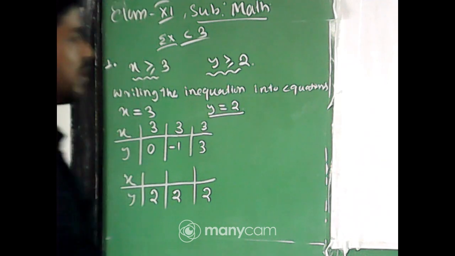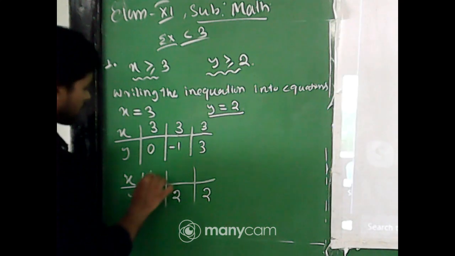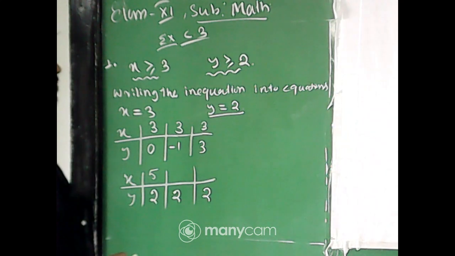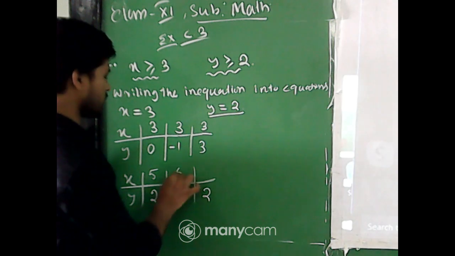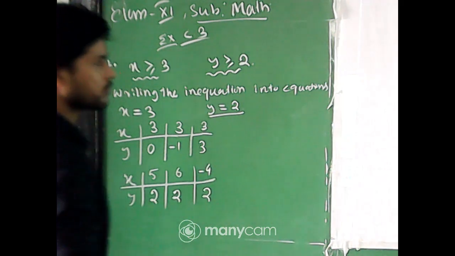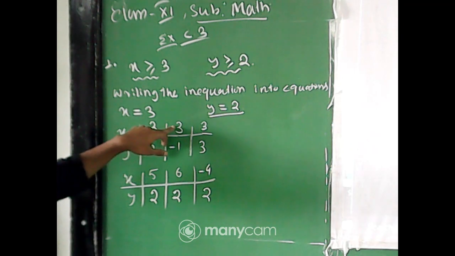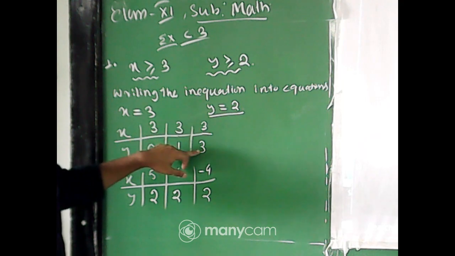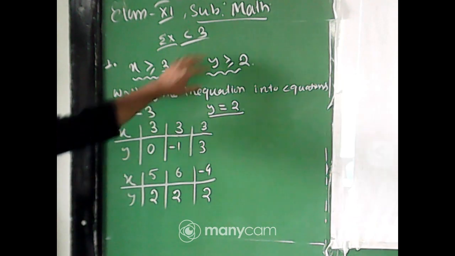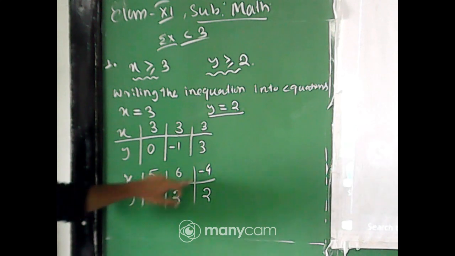82 is a huge number. Try to give small values, -5 to +5. Okay, so one number is 5. Second number 6. And the third number I am choosing, -4. So the solutions are (3, 0), (3, -1), (3, 3), and the solutions corresponding to the second equation are (5, 2), (6, 2), (-4, 2).